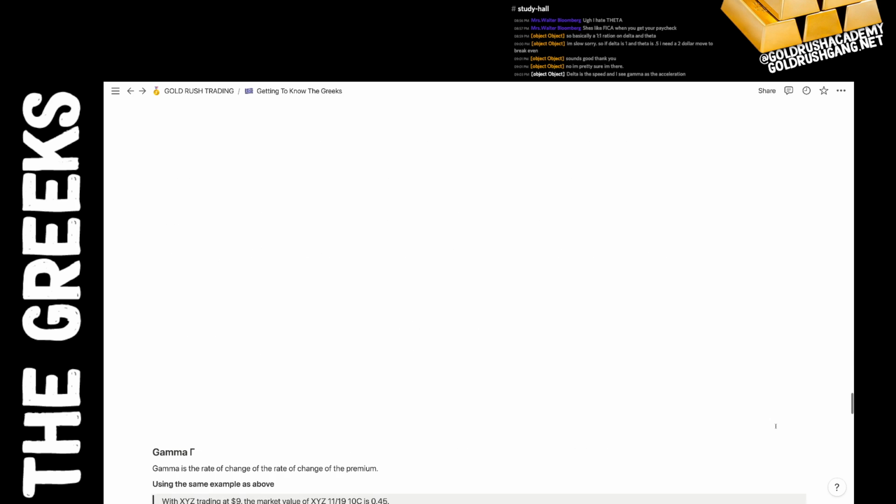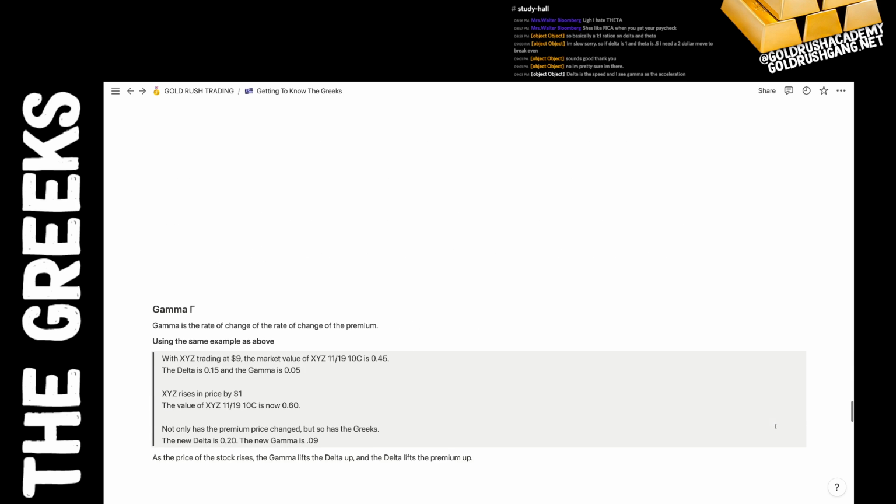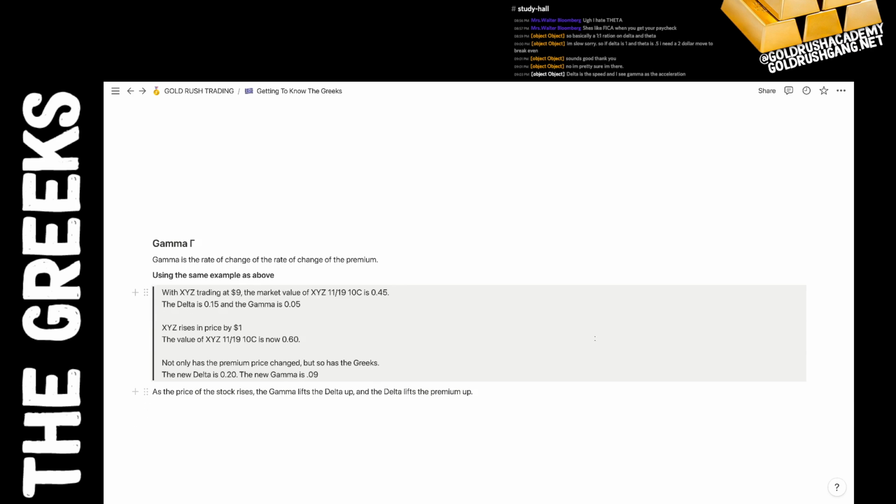Once you hit the ground running and get a little deeper, you can think about these other ones. So the first one's gamma. Gamma is the rate of change of the rate of change of the premium, the delta of the delta essentially, or delta is the speed and gamma is the acceleration, as STB said.